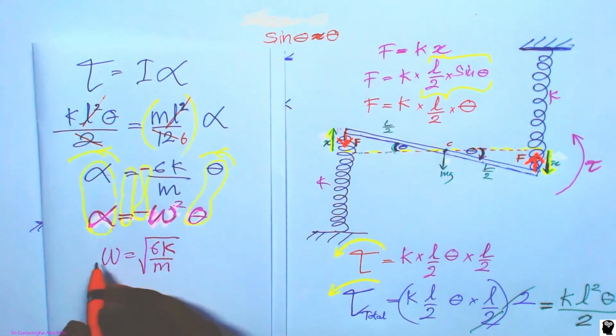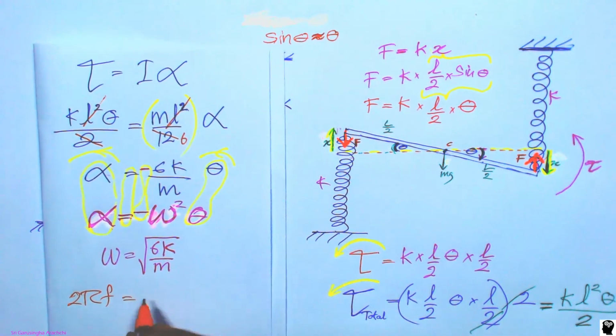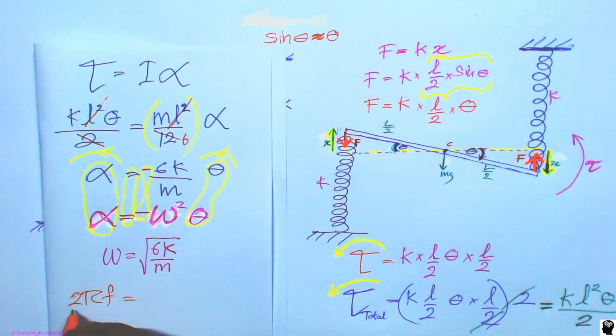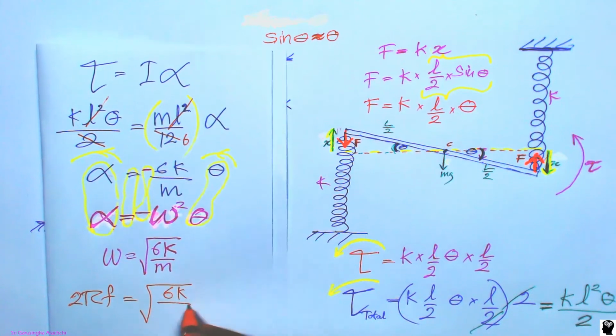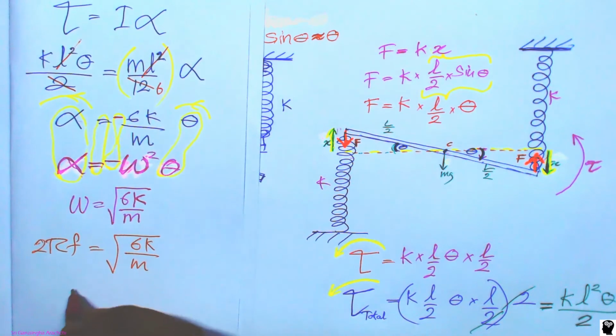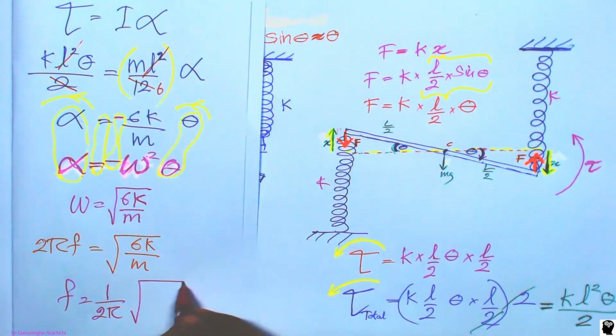We need to find the frequency now. We know omega equals 2 pi f. I'll just write that 2 pi f equals the square root of 6k divided by m. Now the answer is: frequency equals 1 over 2 pi times the square root of 6k divided by m.